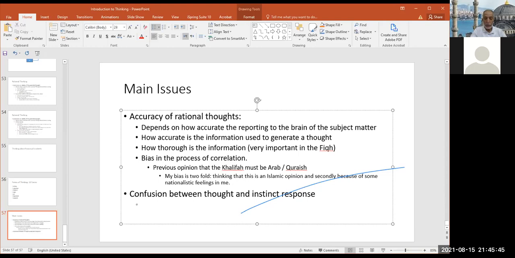However, instead of using previous information, I use previously generated and stored responses of my instincts.